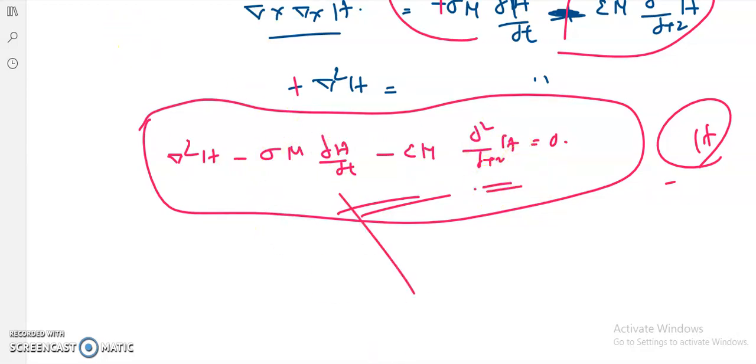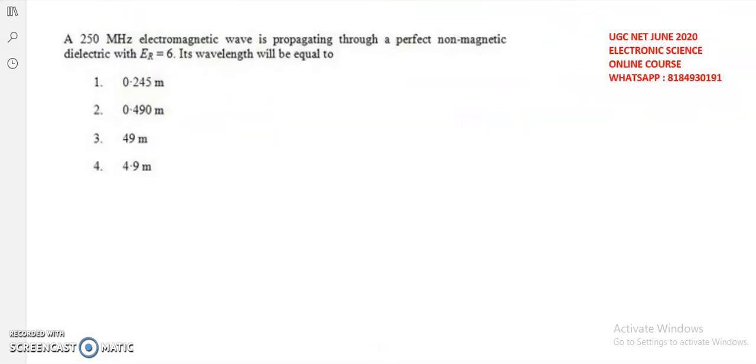Okay, next we will see the second question. And now coming to the second question. Here a 250 megahertz electromagnetic wave is propagating through a perfect non-magnetic dielectric with epsilon R. Actually it is not the capital ER, it is the relative permittivity. So the relative permittivity of the medium in which the electromagnetic wave is flowing is equal to 6, and the electromagnetic wave is flowing through the non-magnetic dielectric medium, and its frequency is 250 megahertz, and they are asking for the wavelength.